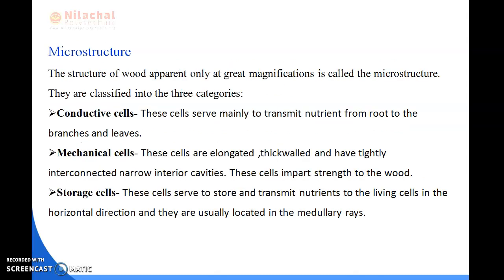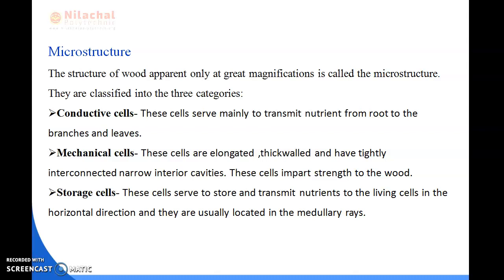So next we will be discussing microstructure. As I have told you, the structure of the wood apparent only at great magnification is called microstructure. And what are the classifications of the microstructure? There are three categories. First is conductive cells, next is mechanical cells, last one is storage cells.